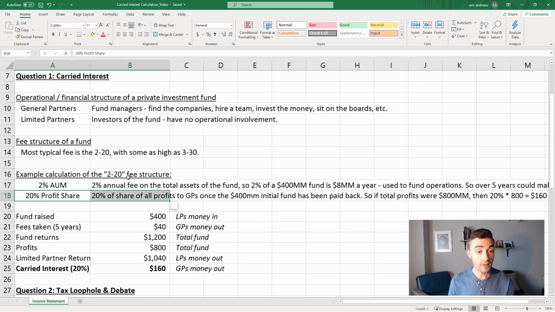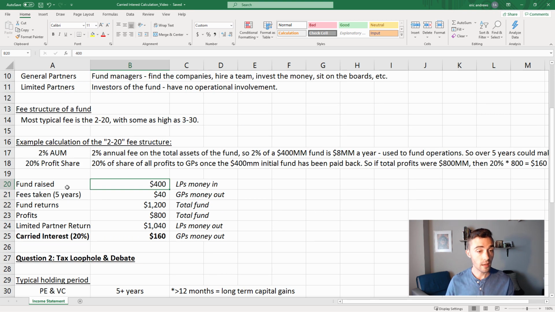And then you have the 20 of the 2 and 20. This is actually the carried interest. The 20 is the carried interest. It's the profit share. Once the LPs recover their initial 400 million, any profits from the fund in excess of the 400 million are shared between the GPs and the LPs, and the GPs take 20% of all the profits. That's called carried interest. So let's walk through an example so we can see the basic math of what that would look like for a $400 million fund.